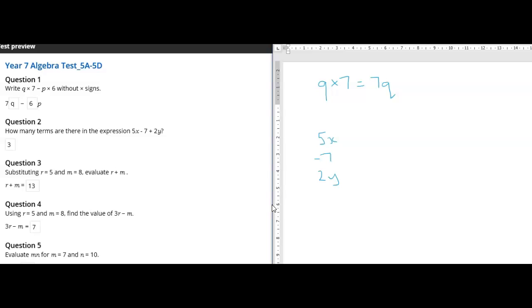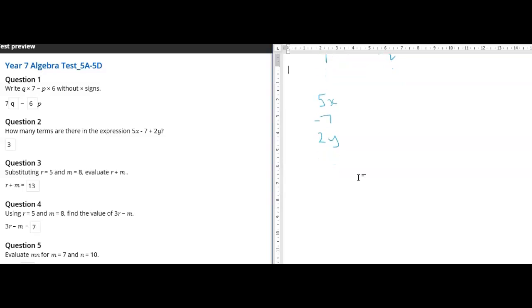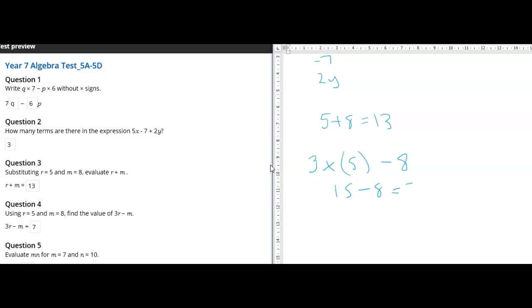Question 3, substituting r equals 5 and m equals 8. Evaluate r plus m. So we just add the 2 together. So we've got 5 plus 8 gives you 13. Using r equals 5 and m equals 8, find the value of 3r minus m. So this time we've got 3 times r, so r being 5. You can put that in brackets if you'd like to. It's a habit I do. And then minus 8. So 3 times 5 gives you 15, minus 8 gives you 7.